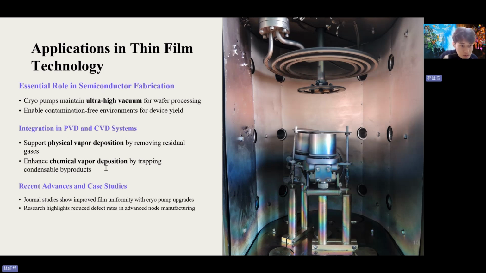Cryo pumps are widely used in semiconductor and thin film processes. They help maintain a cleaner vacuum environment during wafer processing. This means fewer particles, fewer defects, and better film quality. They are also used in PVD and CVD systems. In these systems, cryo pumps remove residual gases and trap condensable byproducts, which improve process stability and repeatability. So for thin film fabrication, cryo pumps are very useful because vacuum quality directly affects film purity and uniformity.